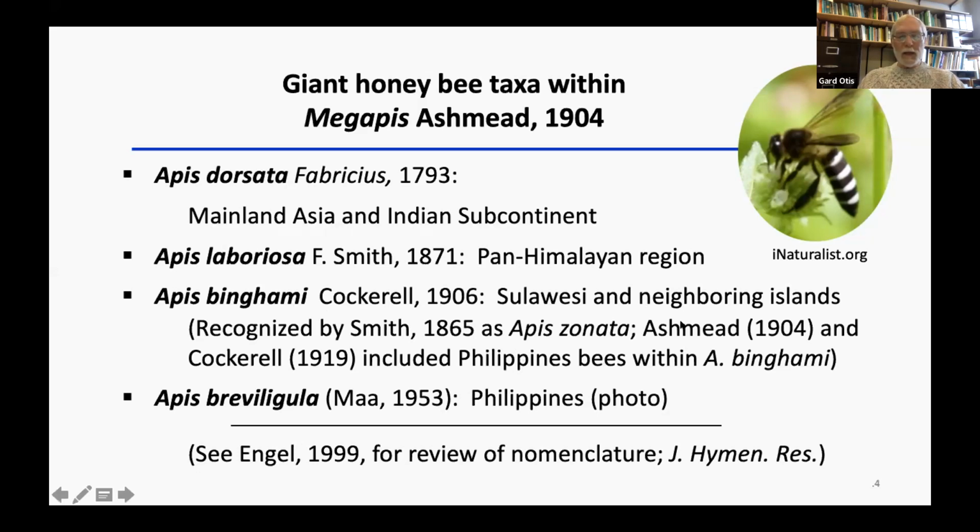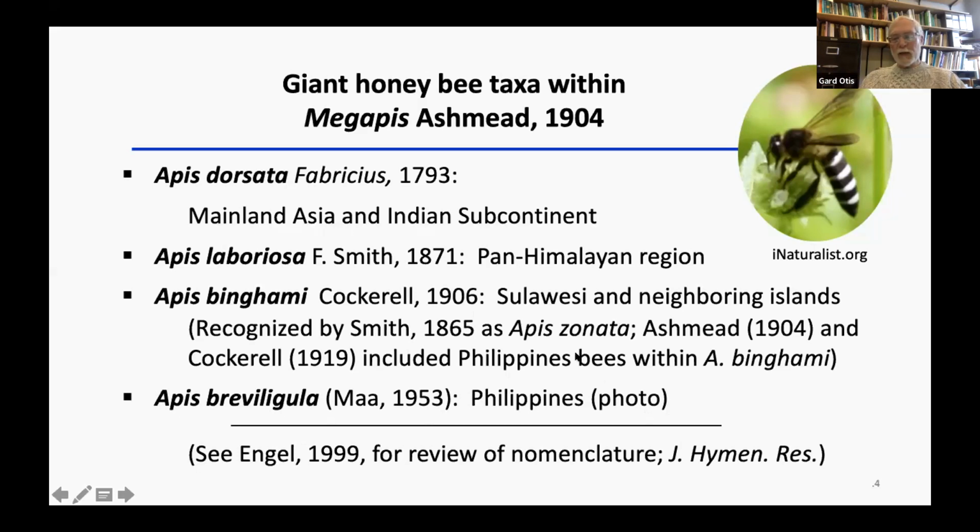And I would point out then that within Apis binghamai, both Ashmead in 1904 and Cockerell, I think it was 1908 and 1919, included the Philippine bees within Apis binghamai of Sulawesi. So they felt that those 2 taxa were the same. And finally, the most recent change, which isn't recent at all, was that Ma in 1953 designated Apis breviligula as a distinct species, the form that occurs in the Philippines.